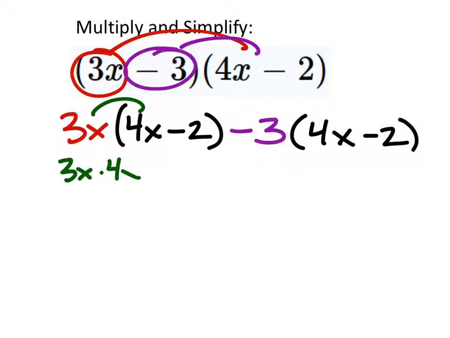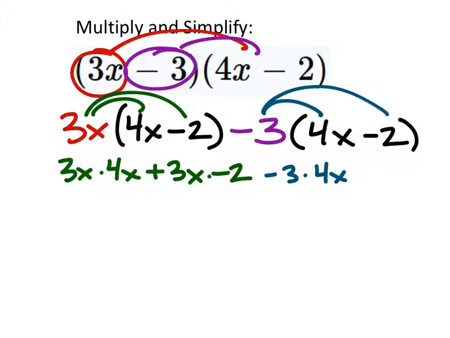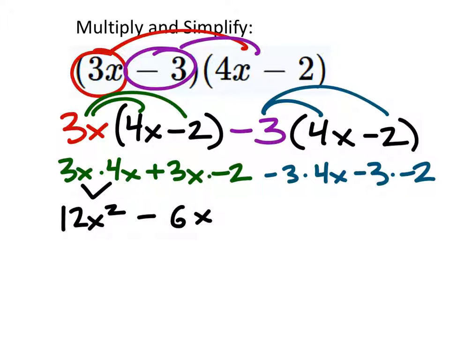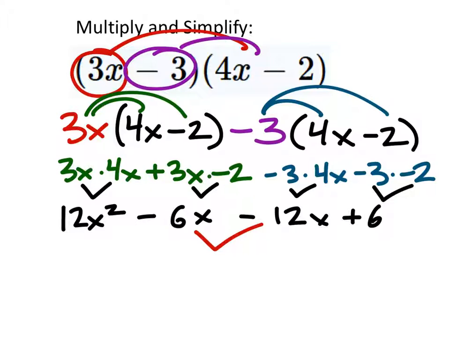So now I've got 3x times 4x, and then I've got 3x times negative 2. And now I'm going to distribute the negative 3. So I'm just going to write negative 3 times 4x. And then I've got negative 3 times negative 2. So combining these, 3x times 4x would be 12x squared. Plus 3x times negative 2 would be negative 6x. And then we got negative 3 times 4x, which would be negative 12x. And then negative 3 times negative 2 is positive 6. Now once again, we do have these two middle terms to combine, because they're like terms. If I took negative 6x's and combined it with negative 12x's, I'd have negative 18x's. The rest of it stays.